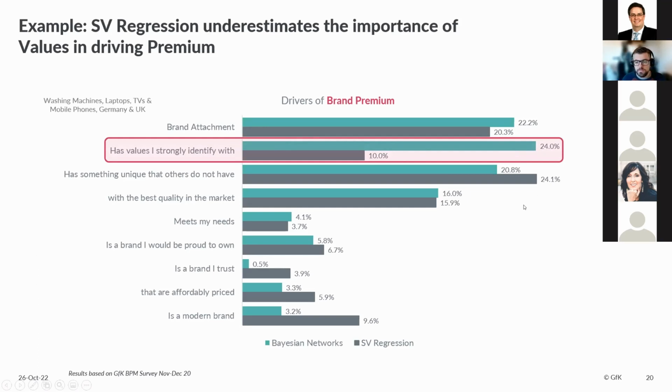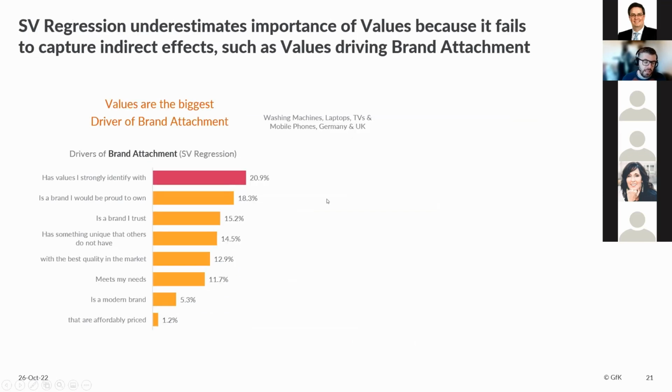So let's have a look at why this is the case. It's basically because the Bayesian networks is able to take into account the indirect effect. So here we have the drivers of brand attachment. And brand attachment was one of the strongest drivers in driving a brand premium measure, the dependent variable in this case. And what we see is that this value statement, "has values I strongly identify with," has the highest importance score in driving brand attachment.